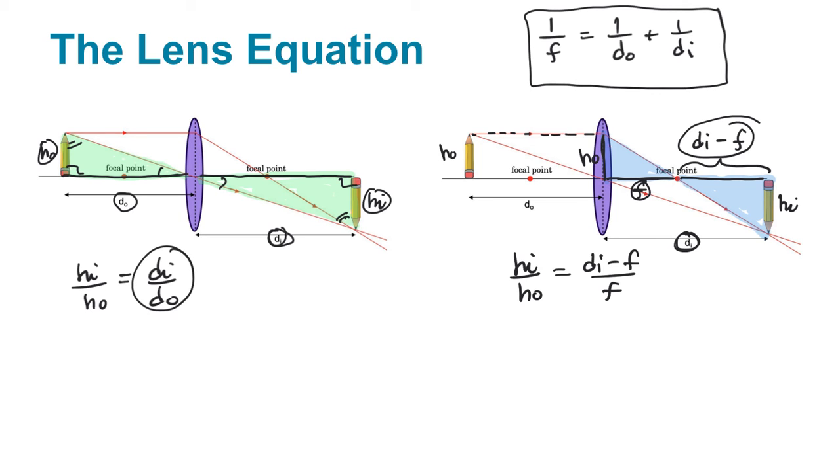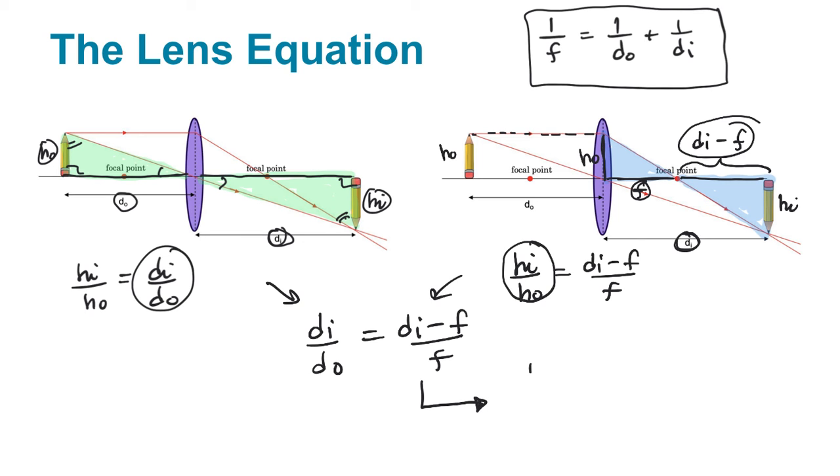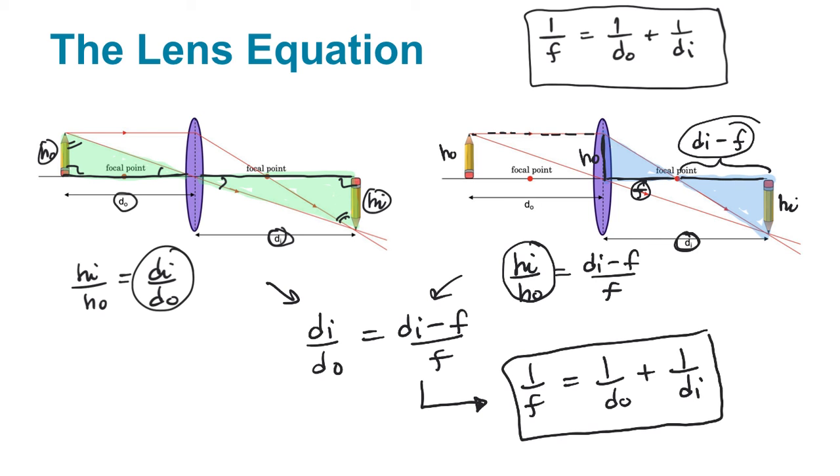So let's substitute in for HI over HO, DI over DO. So combining these two equations, I get DI over DO instead of HI over HO equals DI minus F over F. And then I'm not going to do all the algebra out. A little algebra will convince you that this can be manipulated into the lens equation, which is 1 over F equals 1 over DO plus 1 over DI. And if you want to practice up your algebra skills, you can go ahead and show from this, you can arrive at that. And that's the lens equation.